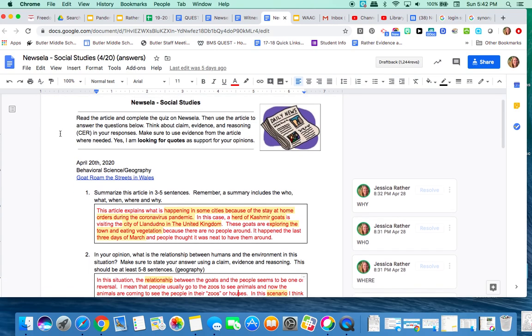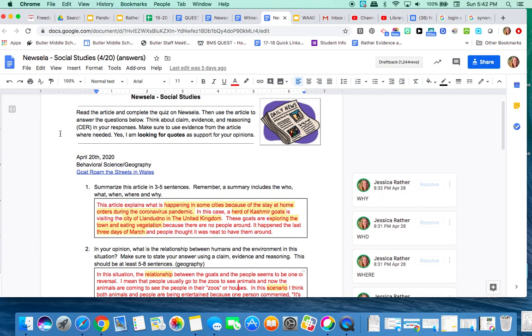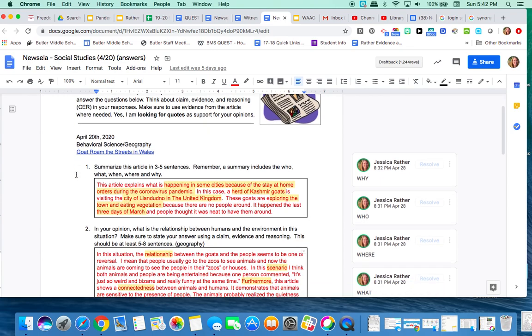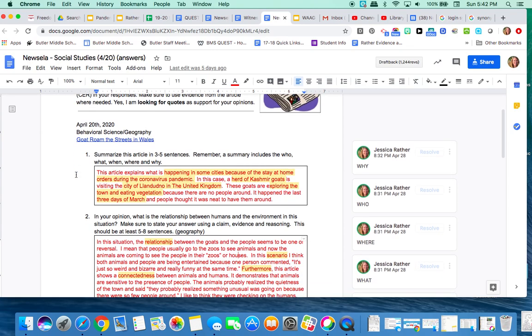And the three specific things we are going to be focusing on is summarizing, using claim, evidence, and reasoning, and really focusing on evidence as some direct quotes. So if you look at this Newsela article, it has the answers, and I will have this linked in for you to look at so you can go back and see your work compared to my work and also look at the feedback that I will give you. And this was from April 20th about the goats roaming the streets in Wales.